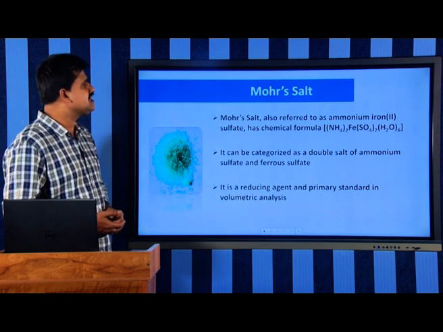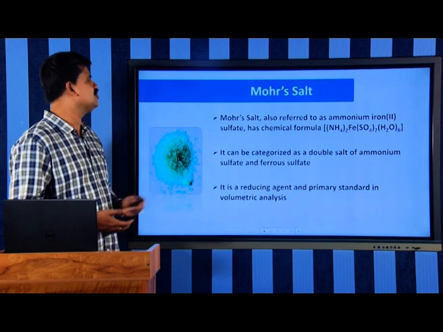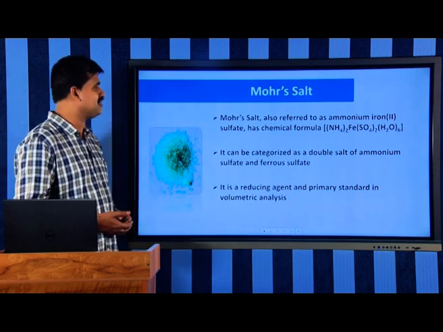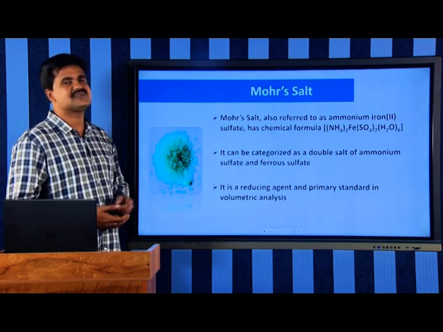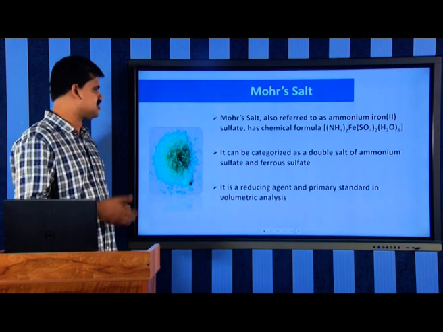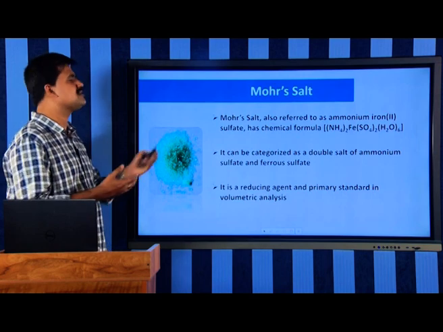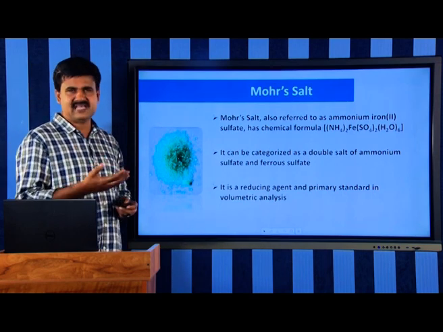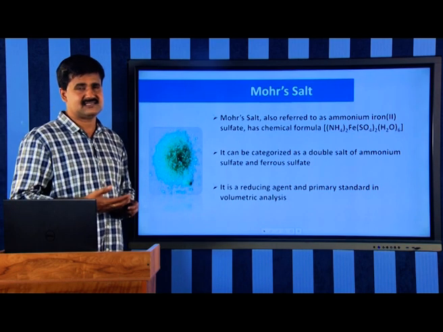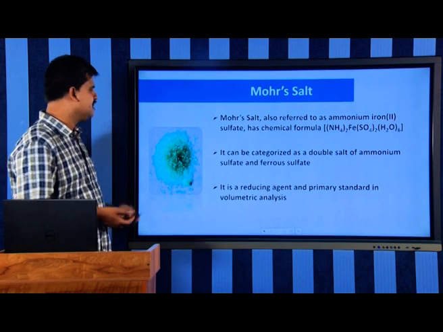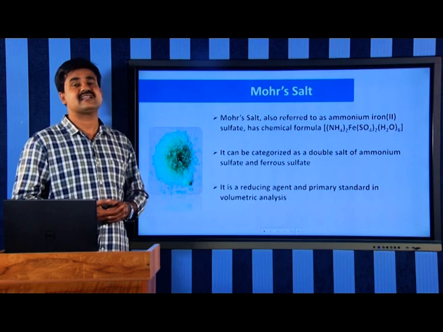Mohr's salt is also referred to as ammonium iron(II) sulfate. It has the chemical formula (NH4)2SO4·FeSO4·6H2O, or simply we can put 6H2O. It can be characterized as a double salt. The reason is simple. It constitutes two salts, namely ferrous sulfate and ammonium sulfate. We are familiar with alums. They are also double salts. It is a reducing agent and a primary standard in volumetric analysis.